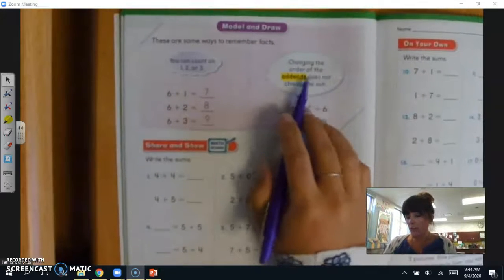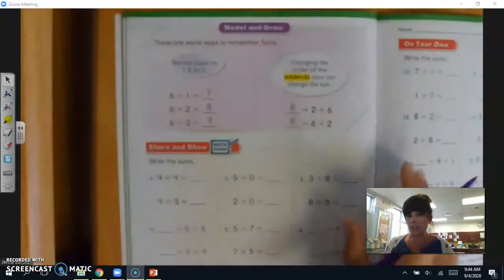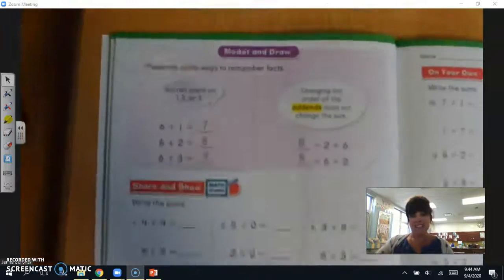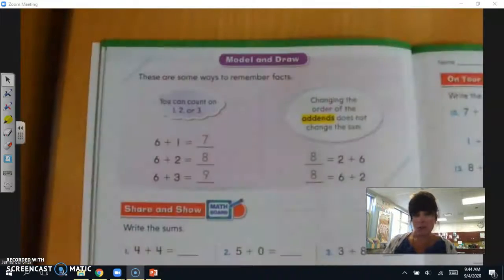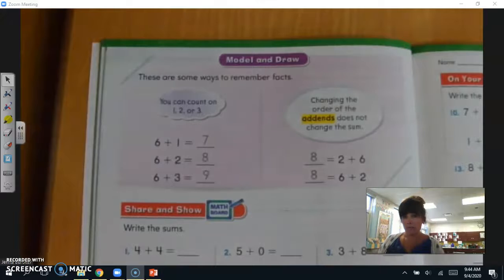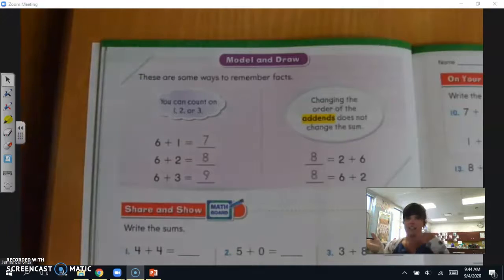Also, changing the order of the addends does not change the sum. Addends. Does anyone know what that word means? It's a little blurry. Sorry about that. Addends. Addends are the two numbers that we're adding together. So, addends are the two numbers that we add together.